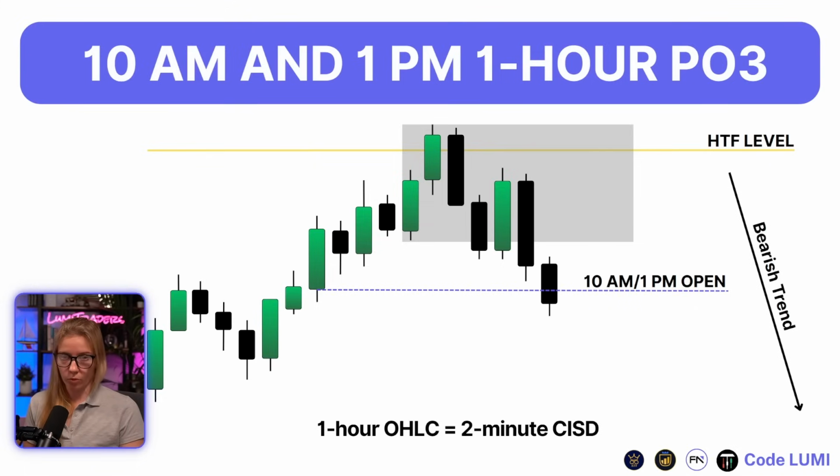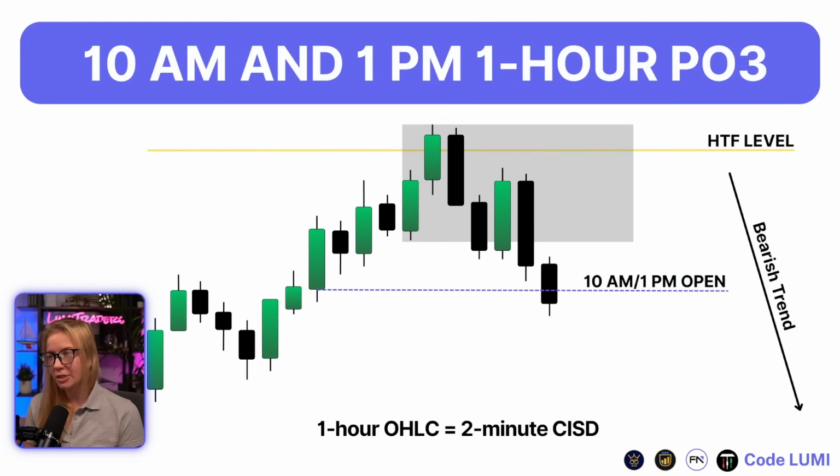So first of all, the 1-hour open, high, low, close will offer 2-minute change in the state of delivery to anticipate a potential framework for distribution. The framework for distribution that I mentioned before will be based on the 2-minute chart. The 2-minute chart will offer 2-minute change in the state of delivery, change in order flow, that we would like to consider for a potential trade. Okay, let's take a look at the pictures that you can see right now on your screen.